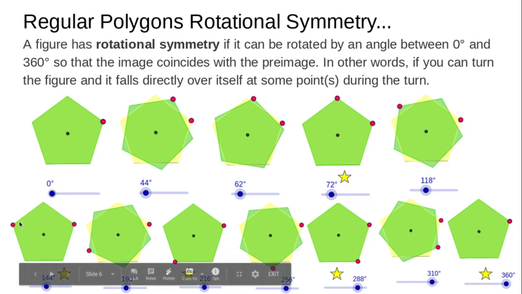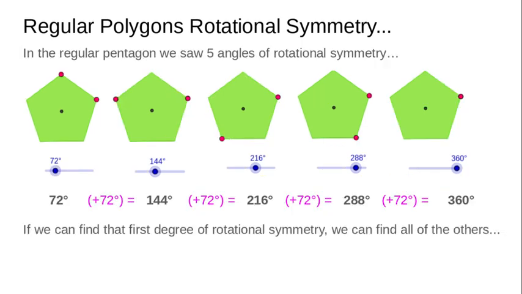I kept turning, and at 144 degrees, I'm sorry, that thing at the bottom is down there. At 144 degrees, it was right on top of itself. And I kept turning, and it ended up happening 5 times. So at 72 degrees was when it was at the first vertex. 144 degrees was the next one, then 216, then 288, and then of course, all the way back at 360, it should fall back on top of itself.